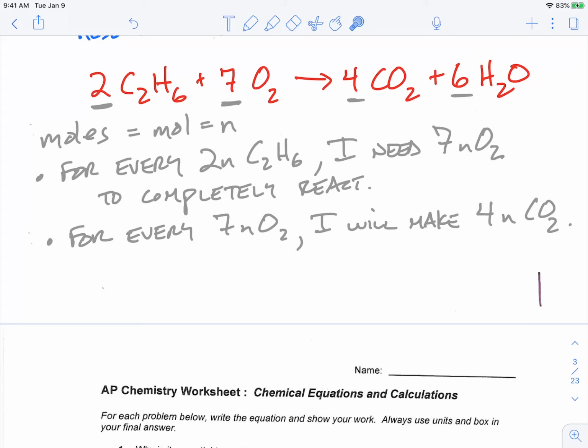Depending on what you're asked to do, depending on how you view things, and depending on the problem, you might want to compare products to products or reactants to reactants. It's really how you decide how to solve certain problems and how you think about them. And we'll touch more on that later.